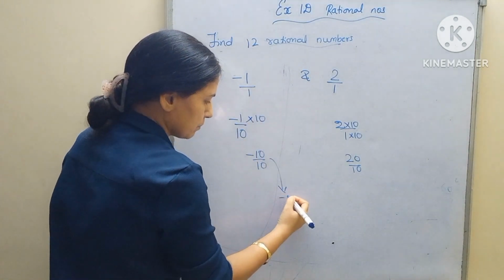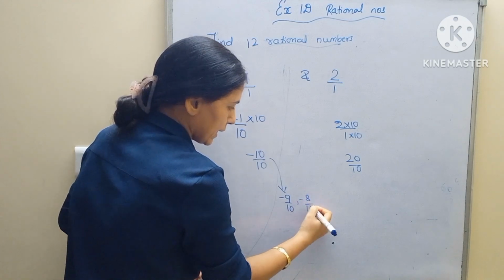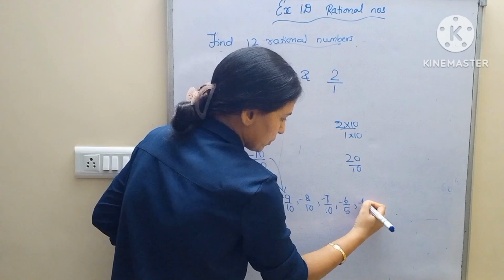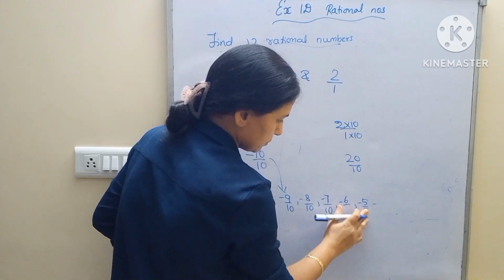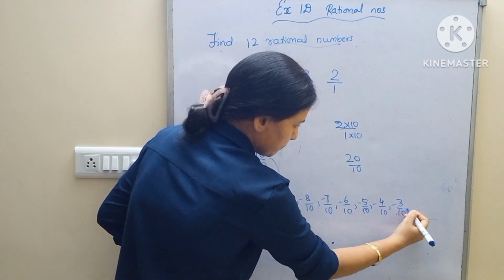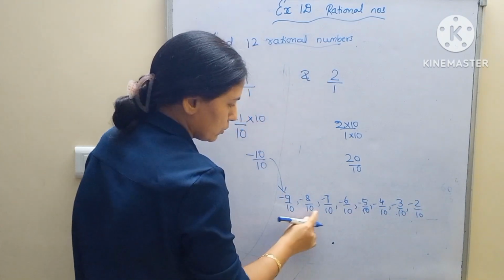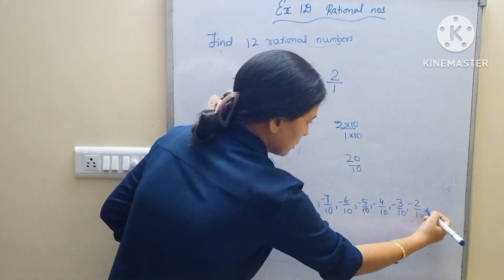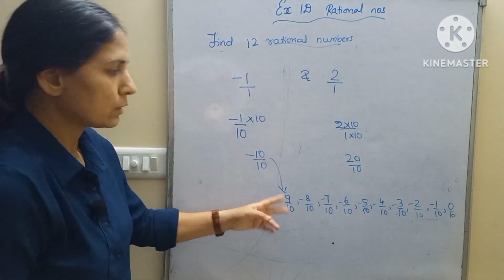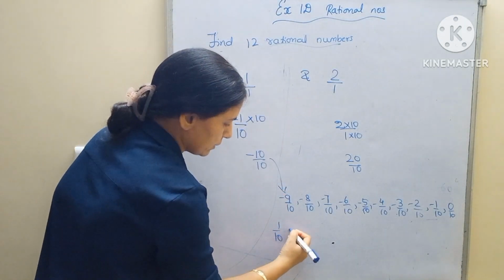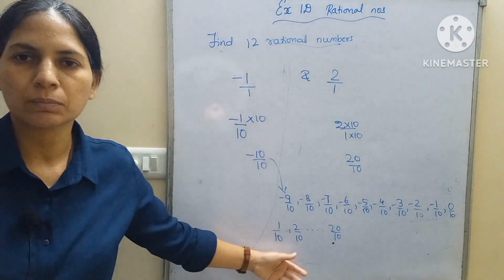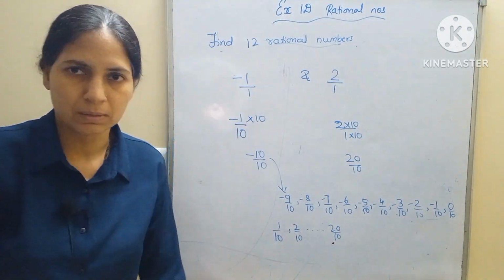After minus 10, minus 9, minus 8, minus 7, minus 6, minus 5, minus 4, minus 3, minus 2. How many are there? 1, 2, 3, 4, 5, 6, 7, 8, 9, 10. You want 12? Okay. 1 upon 10, 2 upon 10, up to 20 upon 10. You can find 15 numbers, 16 numbers, as many numbers as you want in this method.